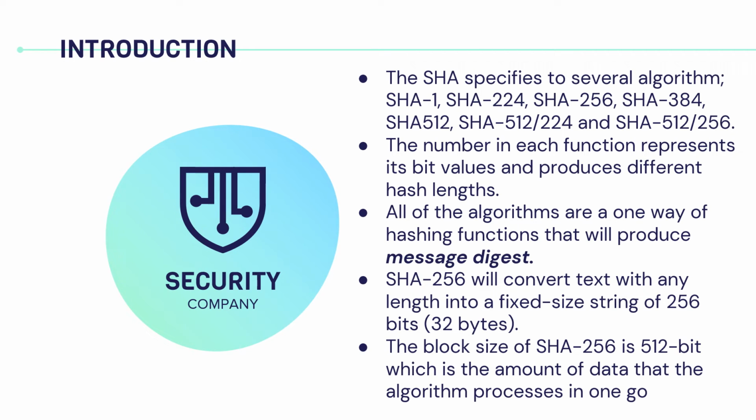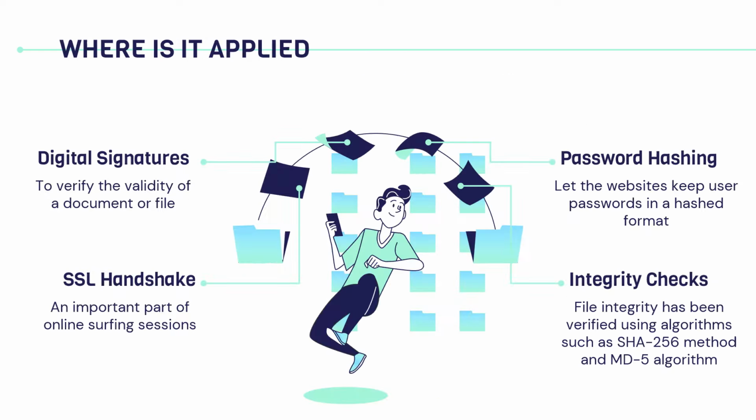So we go to SHA-256. SHA-256 will convert text of any length into a fixed size string of 256 bits, which is 32 bytes. The block size of SHA-256 is 512 bits, which is the amount of data that the algorithm processes in one go. Next, where is it applied?